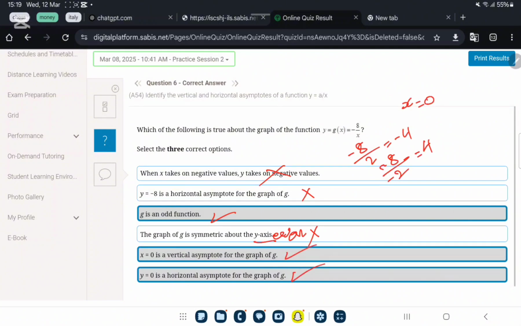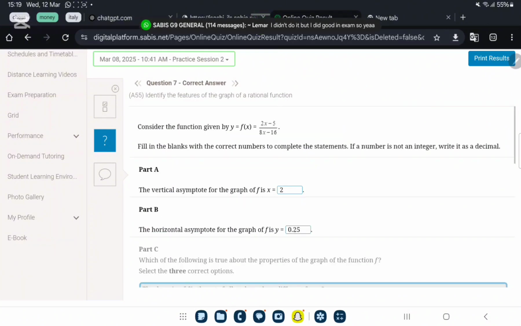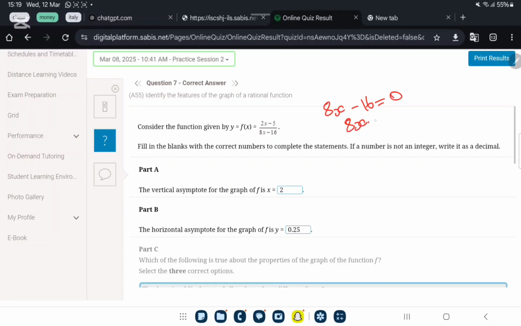And y equals 0. Here they gave us the function (2x minus 5) over (8x minus 16). First they ask for the vertical asymptote. So whatever makes the denominator 0, 8x minus 16 equals 0, and 8x equals 16 and x equals 2. The horizontal asymptote, we get 2 over 8. You divide the numbers of the x, so 1 over 4 or 0.25.